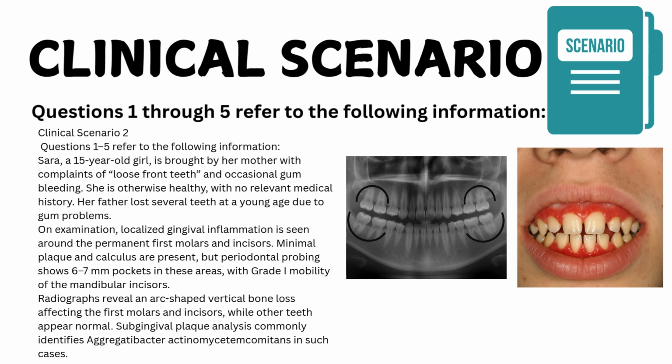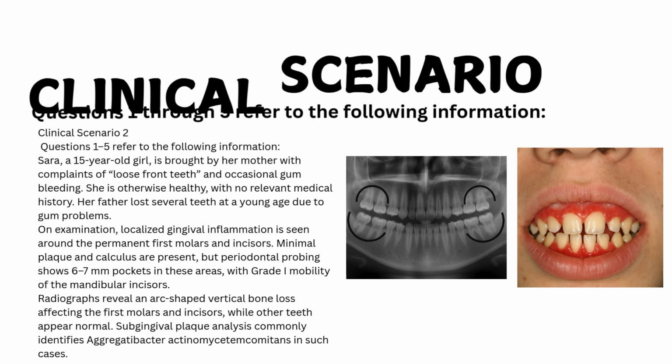On examination, localized gingival inflammation is seen around the permanent first molars and incisors. Minimal plaque and calculus are present, but periodontal probing shows 6 to 7 mm pockets in these areas, with grade 1 mobility of the mandibular incisors. Radiographs reveal an arc-shaped vertical bone loss affecting the first molars and incisors, while other teeth appear normal. Subgingival plaque analysis commonly identifies Aggregatibacter actinomycetemcomitans in such cases.